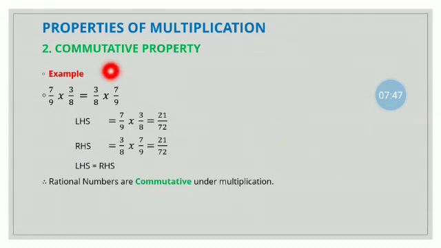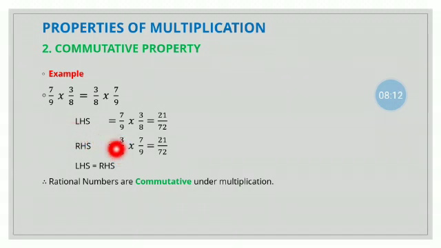The next property, commutative property. The example, 7 upon 9 into 3 upon 8 equals 3 upon 8 into 7 upon 9. So let's check with LHS and RHS. LHS, 7 upon 9 into 3 upon 8. So 7 3s are 21, 9 into 8, that is 72. So I got answer 21 upon 72.